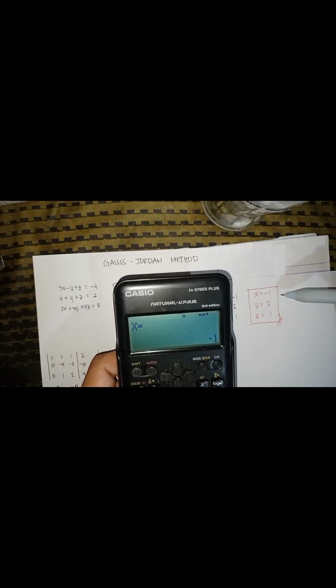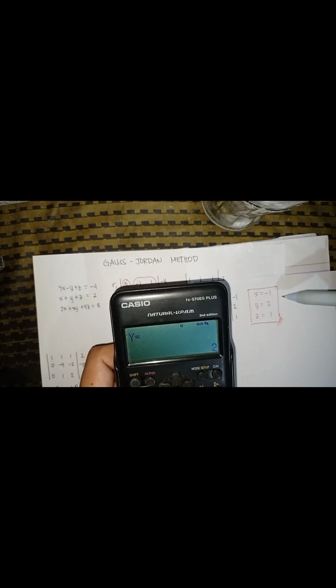So just click equal. We can now have, as we can see, x is equal to negative 1, right? Y is equal to 2, and z is equal to 1. So there you have it, guys. That is how you solve using Gauss-Jordan method.